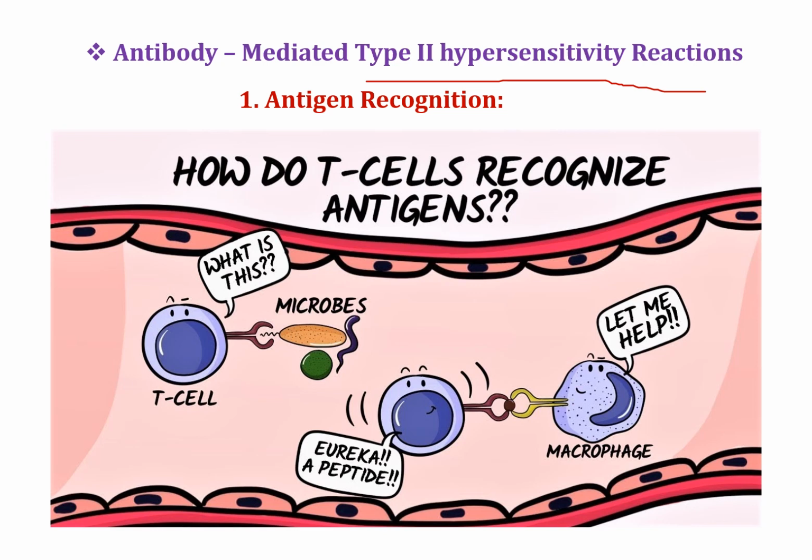So how does the T cell recognize the antigen? First, the T cell recognizes the antigen, right? So the immune system, for example the T cell, recognizes the antigen. Once the antigen is recognized by the immune system, now the second step is antibody production.